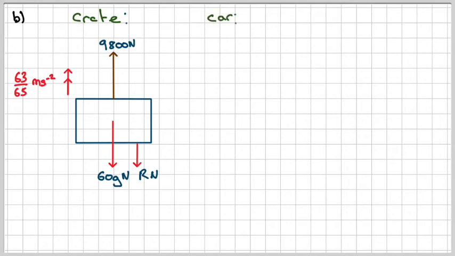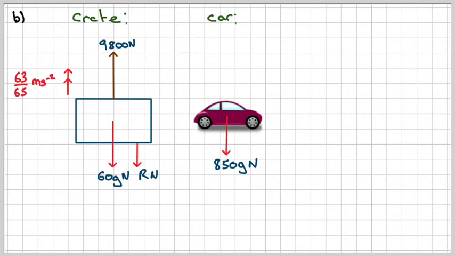Then if you draw the car separately, and it's a good idea to do this even if you're not asked to, the weight of the car is 850 G newtons, not grams. And then we've got the same normal reaction as this one going upwards, of the crate on the car. Right, again the same acceleration.